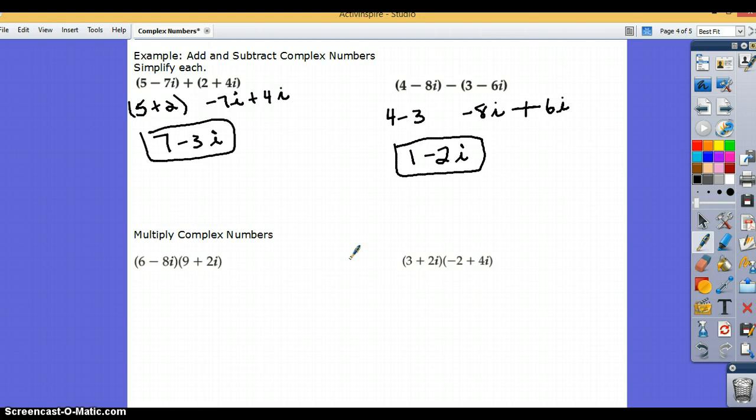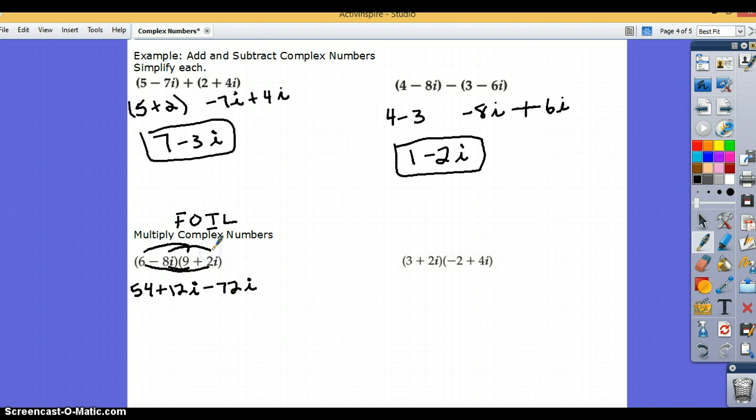All right, multiplying. When we multiply, we have to FOIL. You should remember that from Algebra 1. All right, so foiling. So that means first, so 6 times 9 is 54, right? Outer, so 6 times 2i is going to be 12i. Negative 8 times 9 is negative 72i.